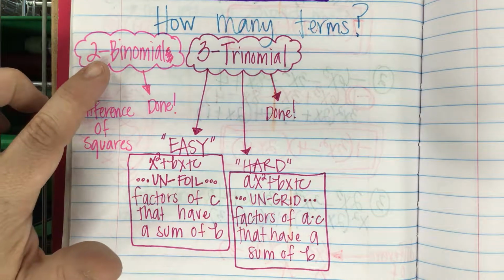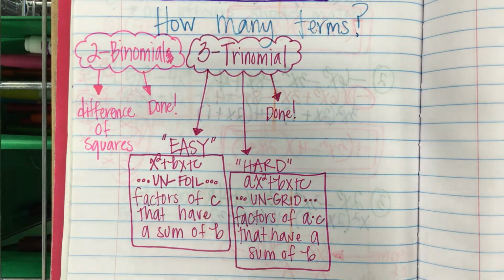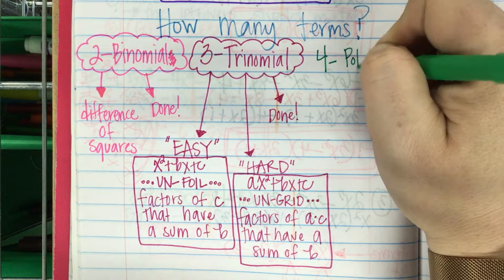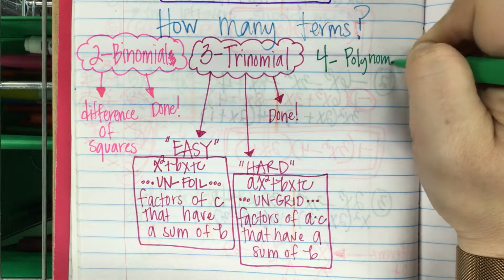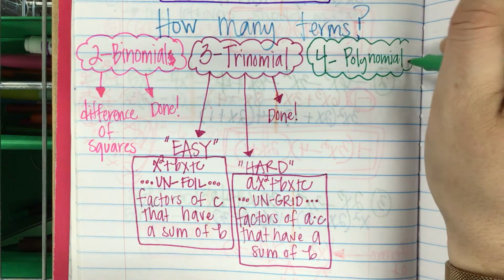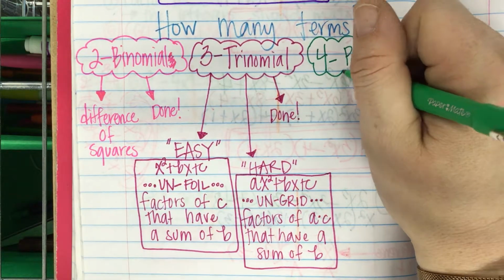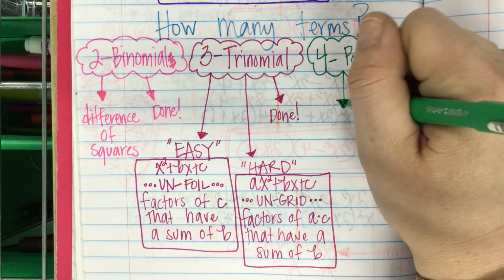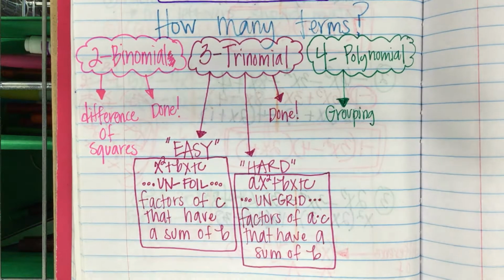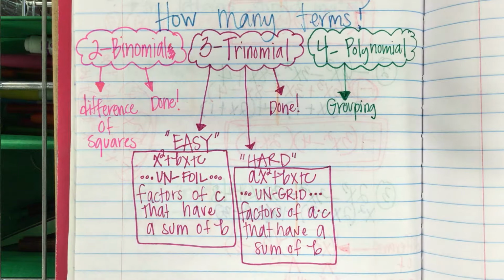We can factor 2 terms, which is a binomial. We can factor 3 terms, which is a trinomial. Or we can factor 4 terms, which is a polynomial. And we learned about this yesterday. If it is a 4-term polynomial, we factor by grouping. That's what it's called. What are the steps to factoring by grouping?